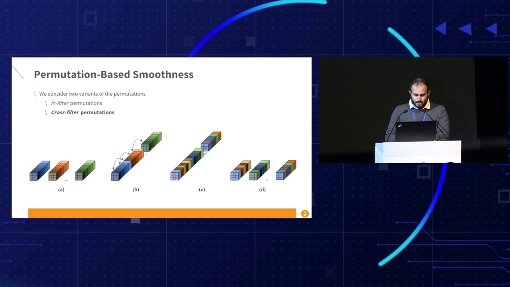Now, in the cross-filter permutation approach, we add an additional degree of freedom, letting weight kernels move between different filters. Technically, this is implemented by concatenating all of the filters together, permuting the resulting tensor, and then breaking it down into separate filters by just reshaping the tensor. Intuitively, while more expensive, the cross-filter permutations should generate smoother weights. It is important to note that since we use a greedy algorithm to find these permutations, getting smoother weights is not guaranteed.